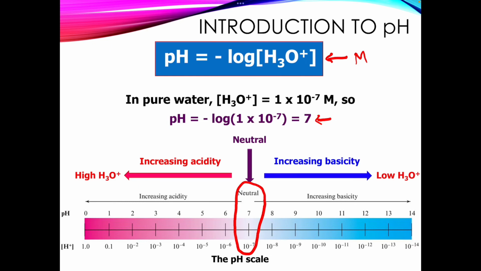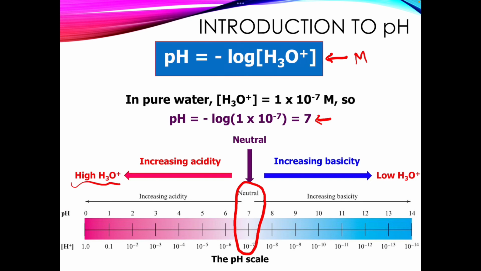Anything that has a pH that's less than 7 is going to have a really high hydronium ion concentration. And if it has a really high hydronium ion concentration, that means it's acidic. You'll notice that the color of the pH scale on that side is pink, which we associate with an acid when we use litmus paper. So it's kind of tying it all together.